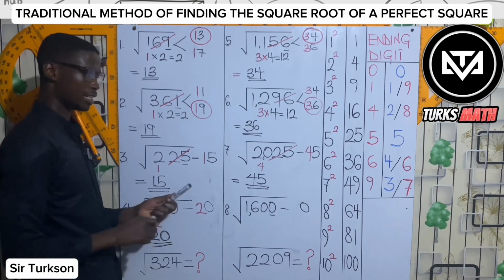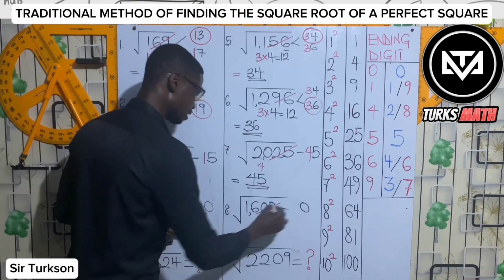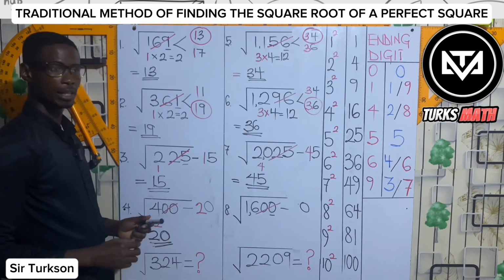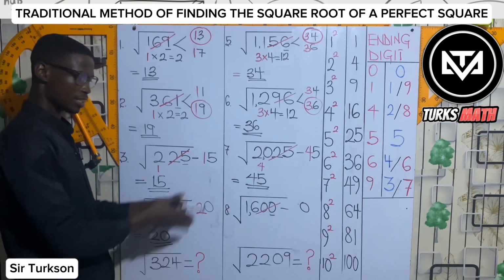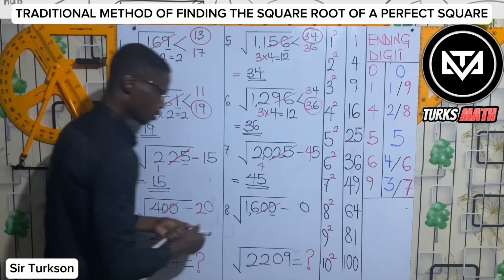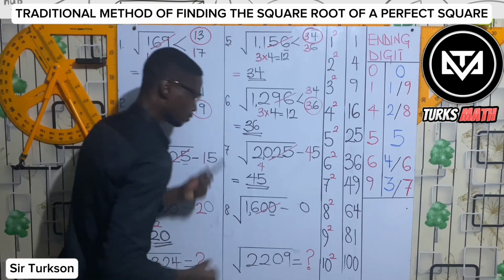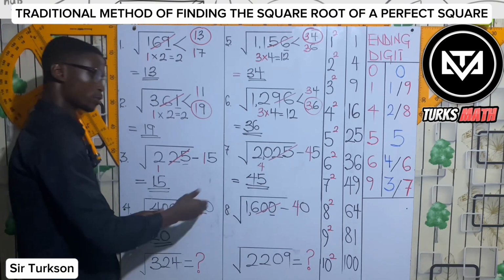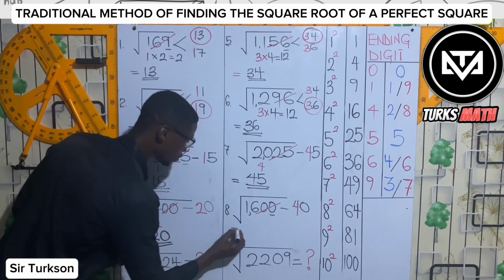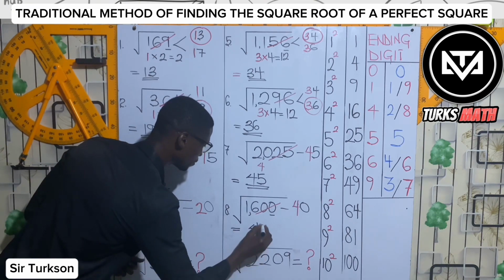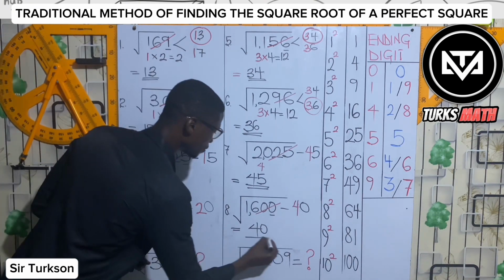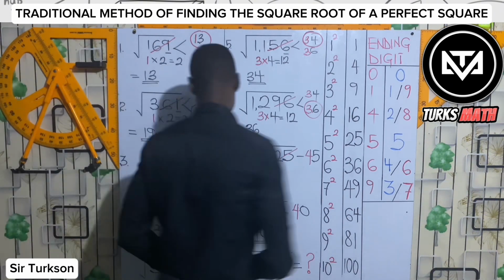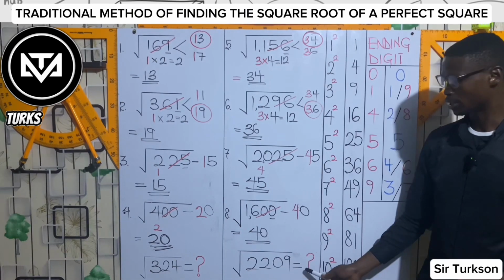So if you put down your 0, the next thing is to strike out the two digits. Now you are left with what? 16. Is 16 the perfect square? Yes. And what is the square root of 16? The square root of 16 is what? 4. So here we just increase this one by 4. So therefore, the square root of 1600 is equal to 40. Very simple. So try this one and this one.